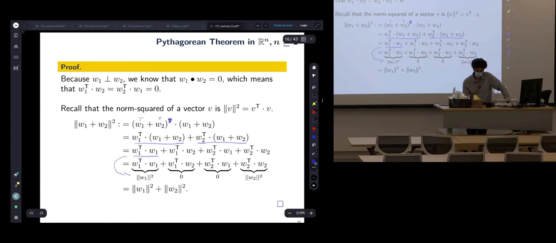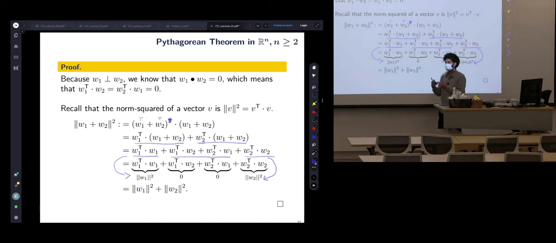first vector, and all the cross terms, the W1, W2 terms, are 0 because they're orthogonal, using the property of the dot product. And then the second one here. So just because they're orthogonal, all the cross terms end up being 0, and that's how we get this theorem. It is just a consequence of orthogonality and the property of the dot product.